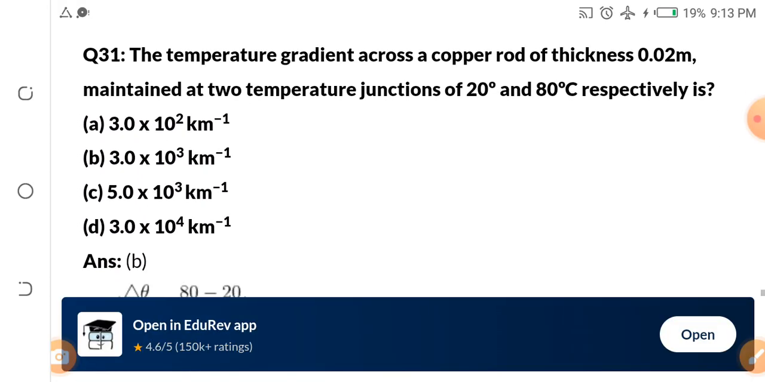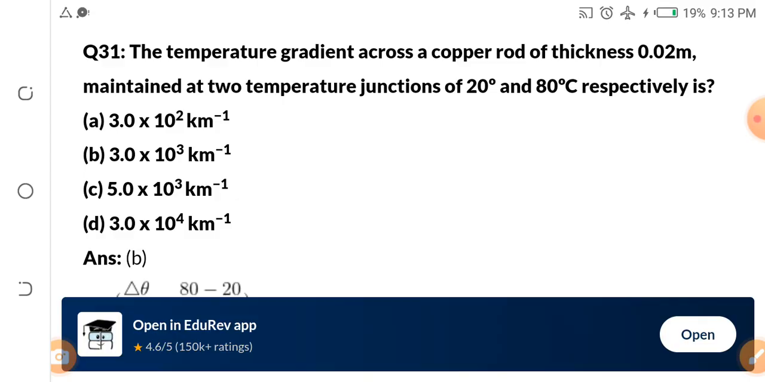Look at this question. The temperature gradient across a copper rod of thickness 0.02 meter maintained. I hope I'm not too fast. If I'm too fast, let me know.